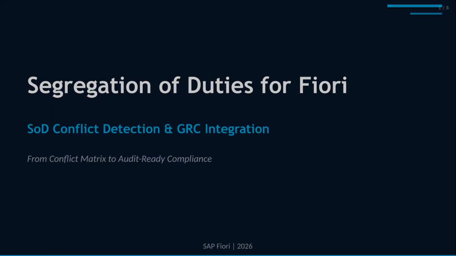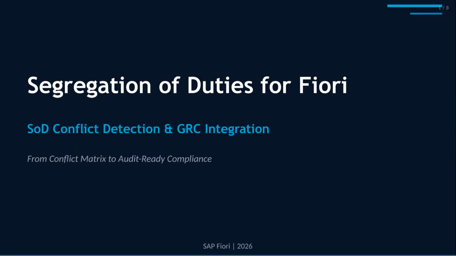Imagine a single user who can create a vendor, submit a purchase order, and approve a payment, all through Fiori apps on the same launchpad. No one designed it that way on purpose. It happened because Fiori role assignments were made app by app without checking for cross-application conflicts, and it is one of the top findings in SAP audit reports.